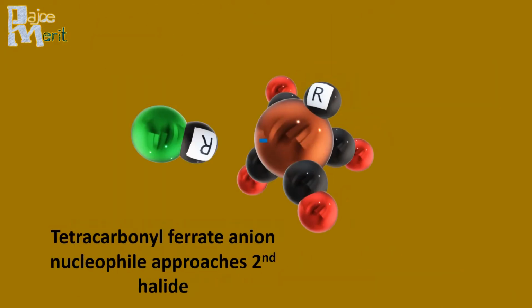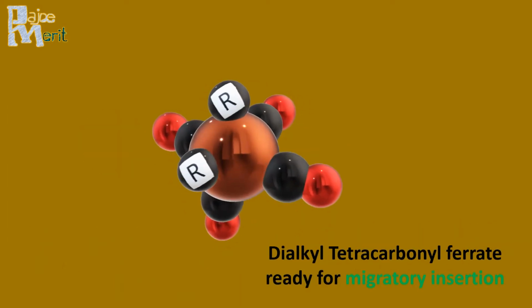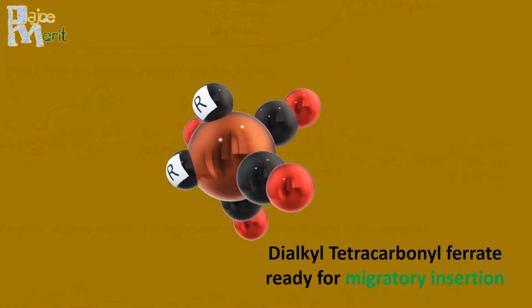The ion is still a nucleophile and it performs a second SN2 reaction with another halide. In this particular case, the ion picks up the second R2 and this actually cleaves off, which results in the formation of our R2 right there, and here we have our R1 positioned right there. Now this formation of two R groups that are cis to each other will result in a migratory insertion focusing on the R1 with respect to the carbonyl right there.